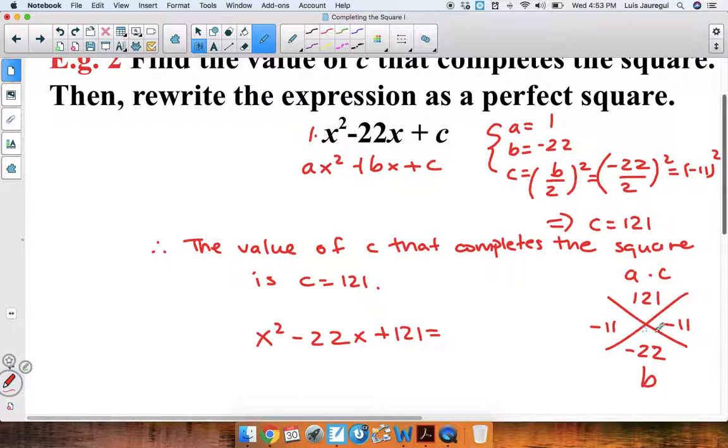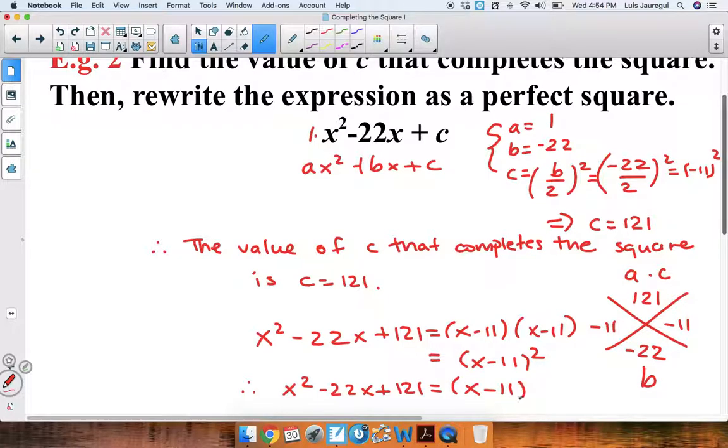Because negative 11 times negative 11 will give you 121, and negative 11 plus negative 11 will give you negative 22. So this now becomes (x minus 11) times (x minus 11). Or using the properties of exponents, it's simply (x minus 11) squared. So we can say, therefore, x squared minus 22x plus 121 is equal to (x minus 11) squared.